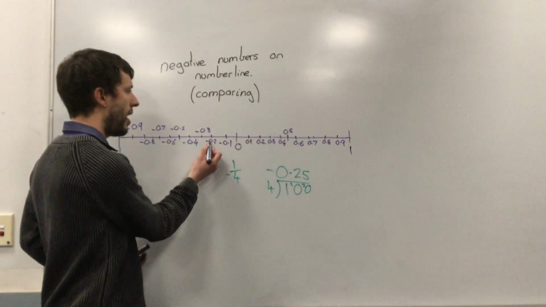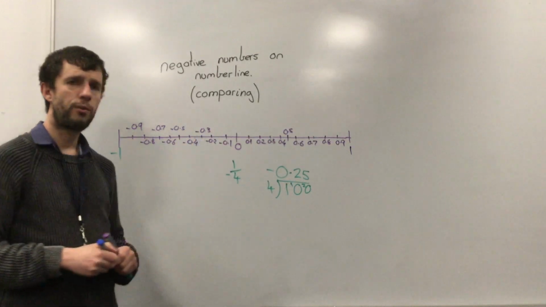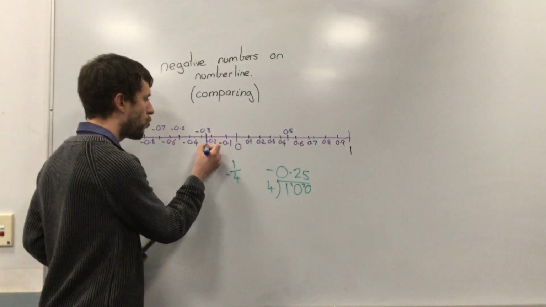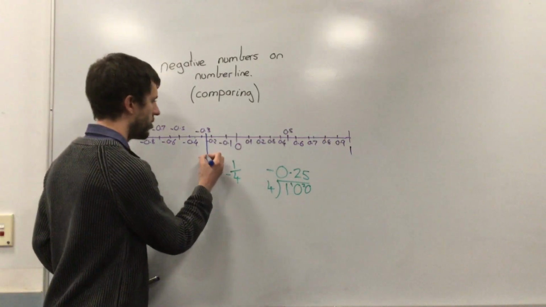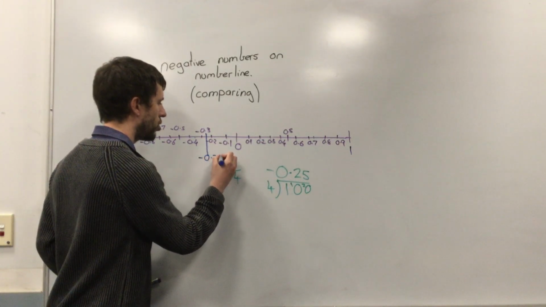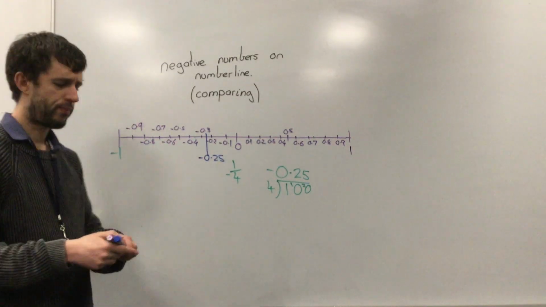So I know I've got 0.2 here, and 0.3 here, so I know it is right here at this point in between both of them. So negative 0.25. Let's do one more.